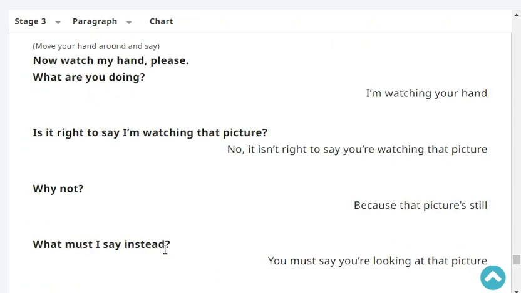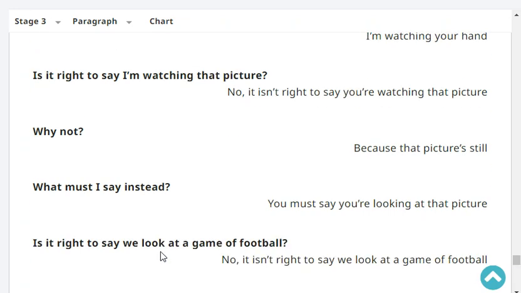Is it right to say I'm watching that picture? No, it isn't right to say you're watching that picture. Why not? Because the picture is still. Very good. What must I say instead? You must say you're looking at the picture instead.